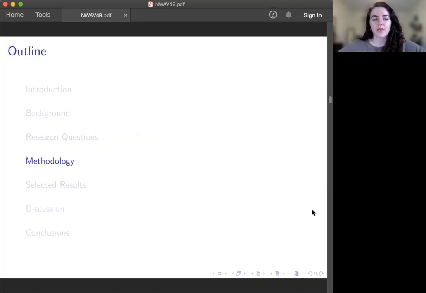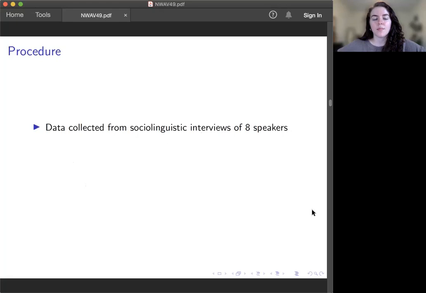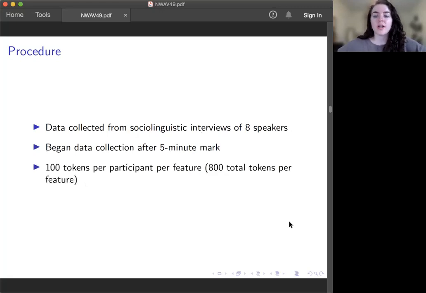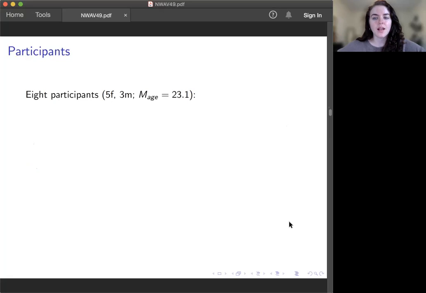Now turning to our methodology. To investigate these research questions, we collected data from the sociolinguistic interviews of 8 speakers. We began data collection after the 5-minute mark, and we coded 100 tokens per participant per feature, resulting in 800 total tokens per feature.